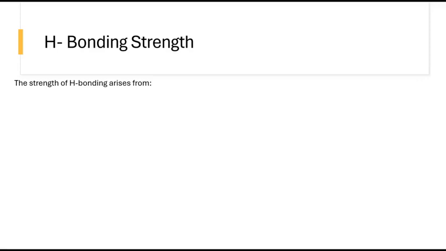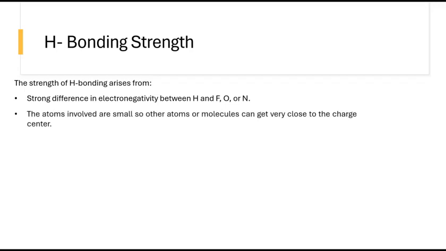H bonding strength. The strength of H bonding arises from the strong difference in electronegativity between hydrogen and F, O, or N. The atoms involved are very small, so other atoms or molecules can get very close to the charge center. And the force strength is equal to a constant times the charge of particle 1 times the charge of particle 2 over the radius squared. The numerator and the denominator help increase the strength of H bonding.